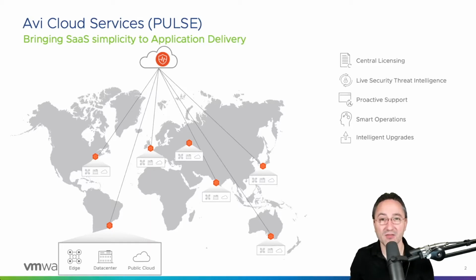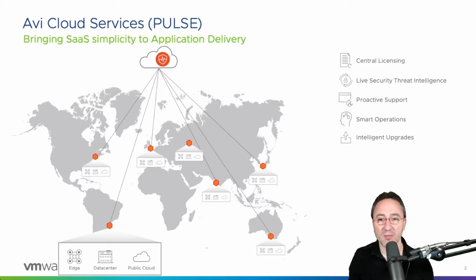And as Avi is a product that can be deployed everywhere, the question is, how do these local instances of our application delivery platform get the threat intelligence feeds? And this is really where our Avi cloud services come into play. To learn more about those, check out the how-to videos about Avi cloud services.